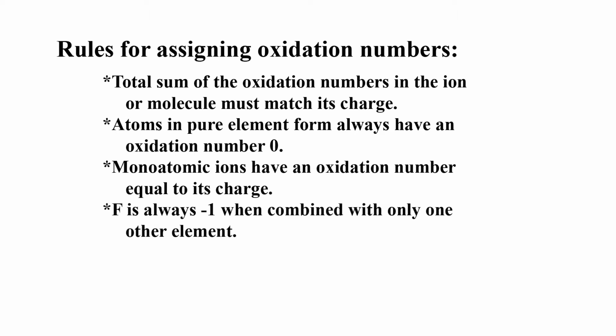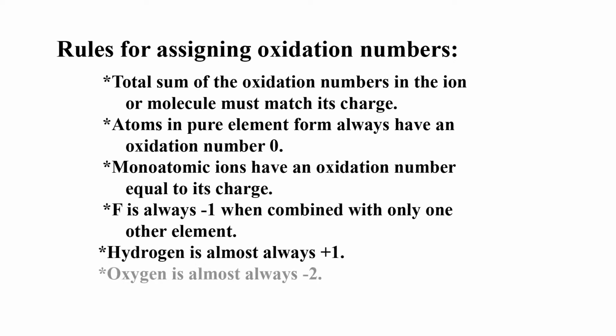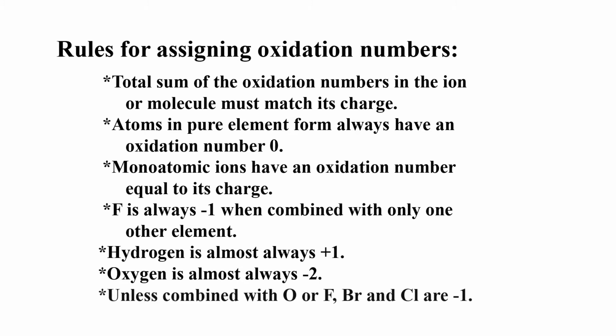If combined with only one other element, fluorine is always -1. Unless it is in a metal hydride form, hydrogen is +1. Oxygen is -2 unless in peroxide form, in which case it is -1. Bromine and chlorine are -1 unless combined with oxygen and fluorine.